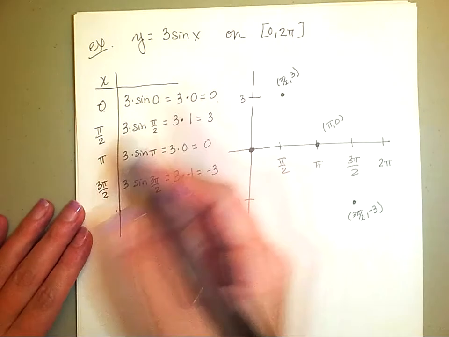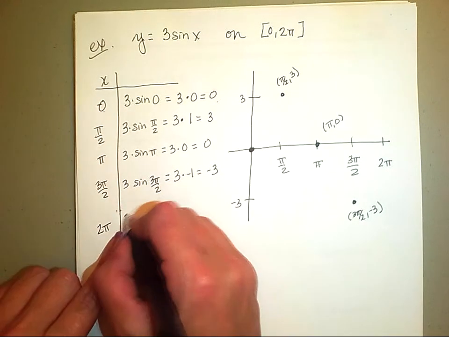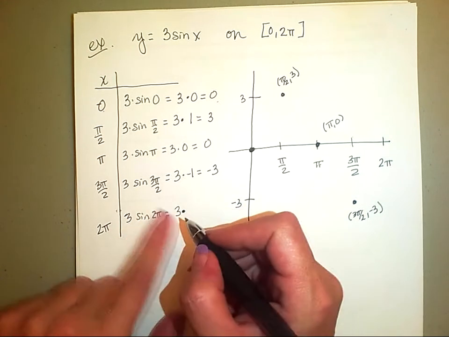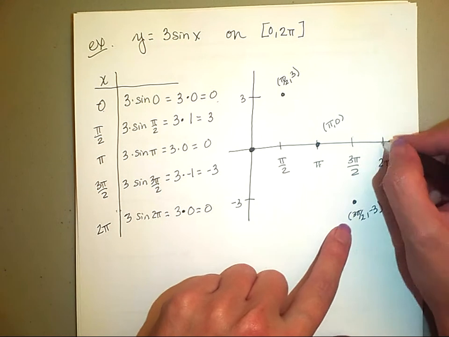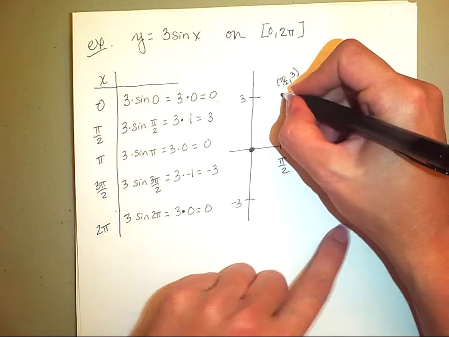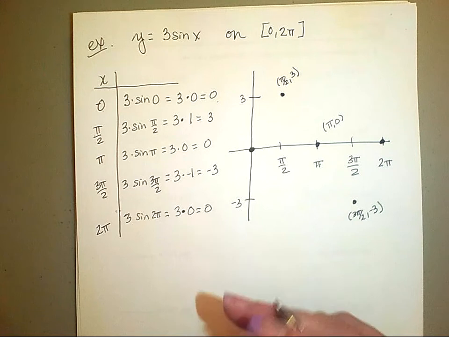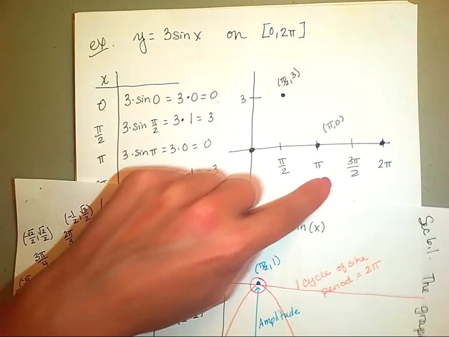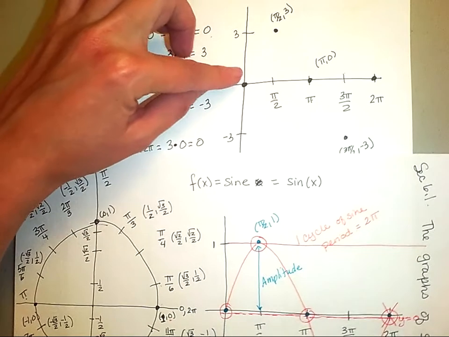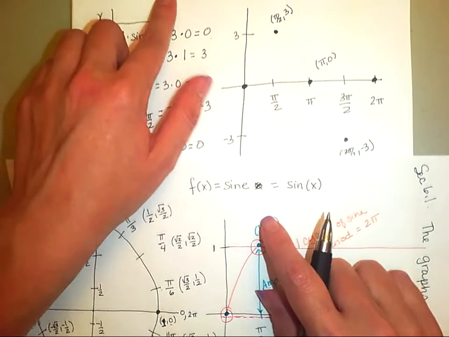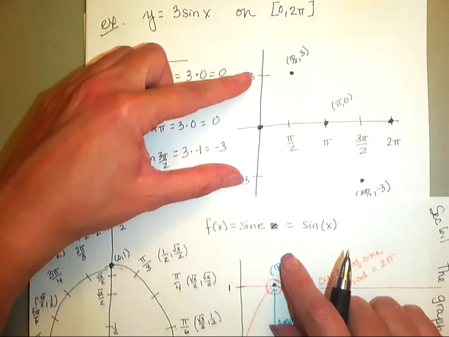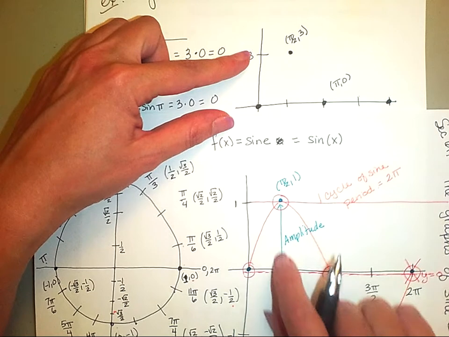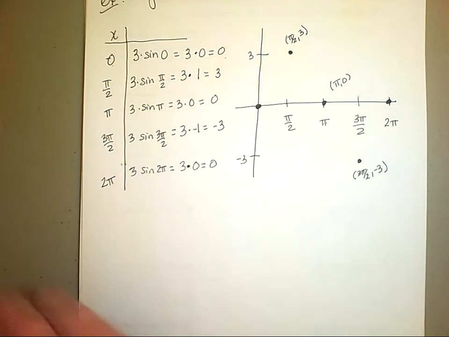And then since we're graphing one cycle, we'll include the endpoint here of 2 pi. So this is 3 times the sine of 2 pi, and the sine of 2 pi is just 0, which is 0. Okay. So notice we have the same pattern here. Up, mid, down, up. It's the same. All we've done with this 3 times the sine is change how high up the graph goes. Here we have an amplitude of 1. Everything else is going to stay the same though.